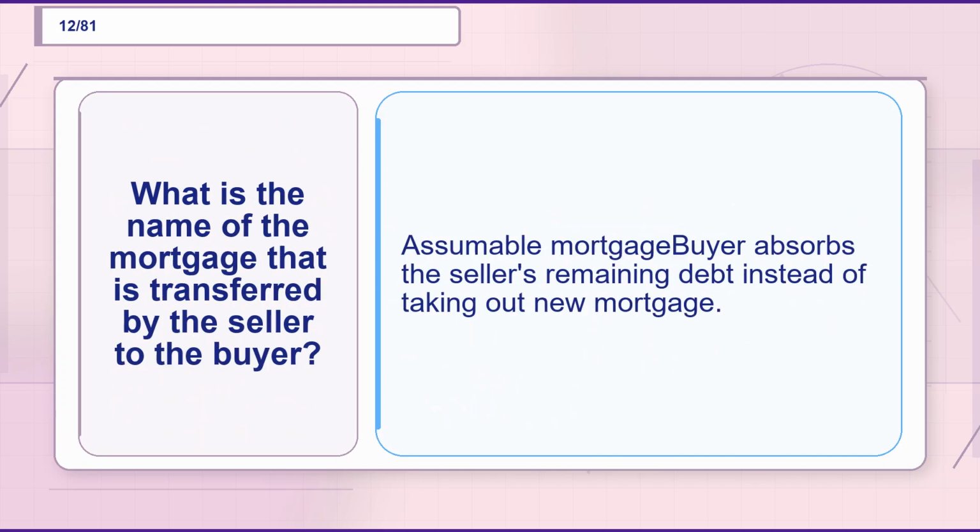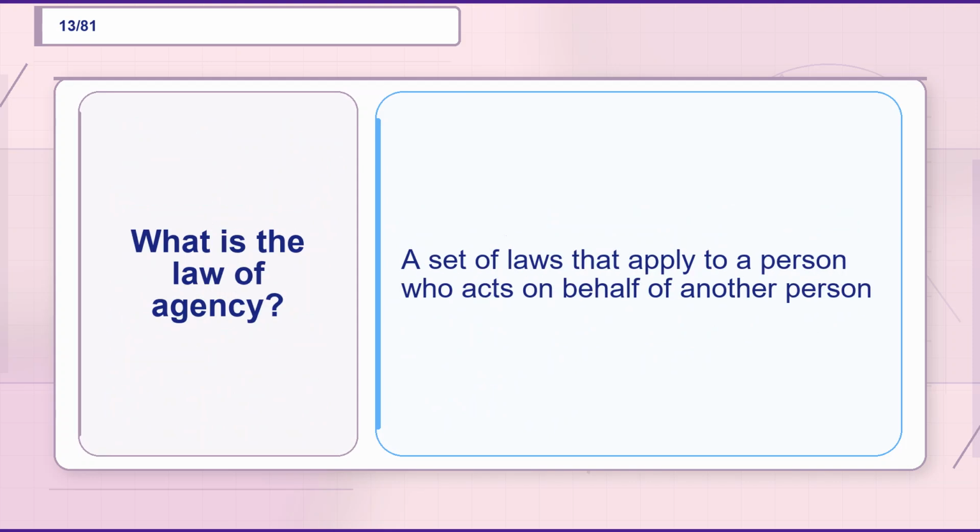Flashcard 12. Term. What is the name of the mortgage that is transferred by the seller to the buyer? Definition. Assumable mortgage. Buyer absorbs the seller's remaining debt instead of taking out a new mortgage. Flashcard 13. Term. What is the law of agency? Definition. A set of laws that apply to a person who acts on behalf of another person.